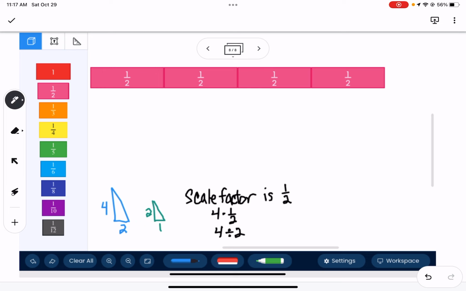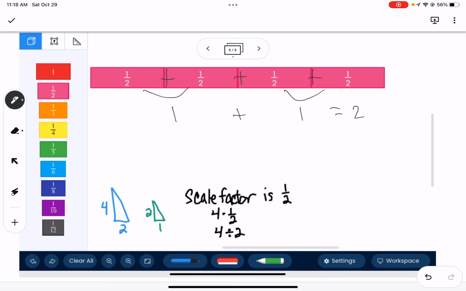So if you take a look at these tiles, I have a half, plus a half, plus a half, plus a half. Remember, multiplication is repeated addition. And according to my problem, I have 4 sets of a half. 1, 2, 3, 4. Well, what's my total? A half and a half is a whole. A half and a half is a whole. 1 plus 1 is 2. So this proves our scale factor is a half. 4 halves is 2. Now, why is that the same as dividing by 2?